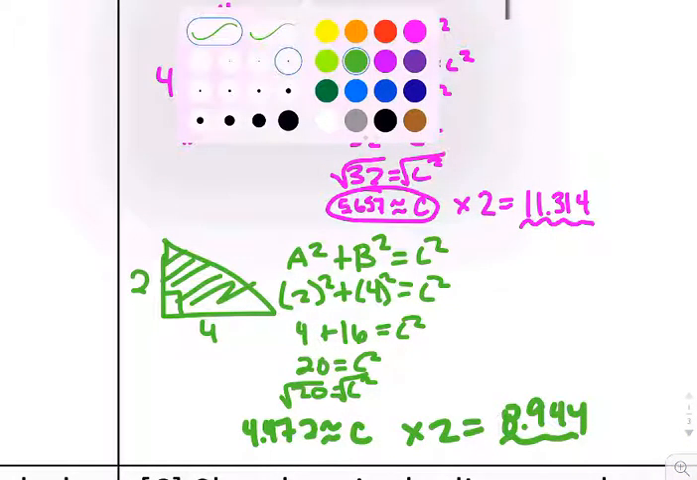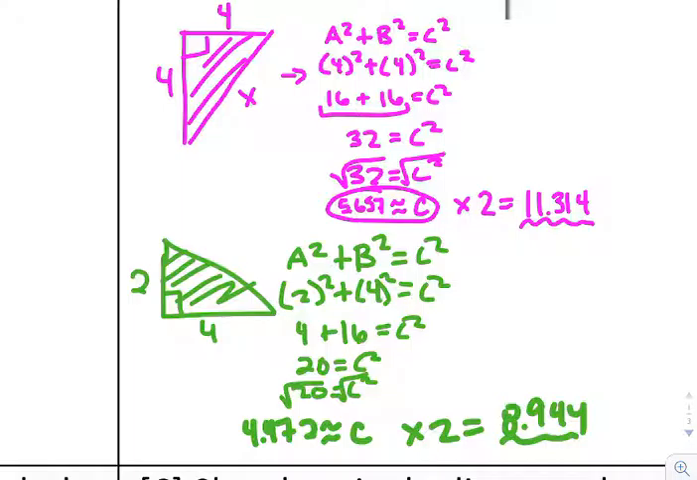Okay, now to find the perimeter, we're going to add these guys together. I have this already in my calculator. Let's add 11.314 for the other two sides, and we have a perimeter that's approximately equal to 20.258.